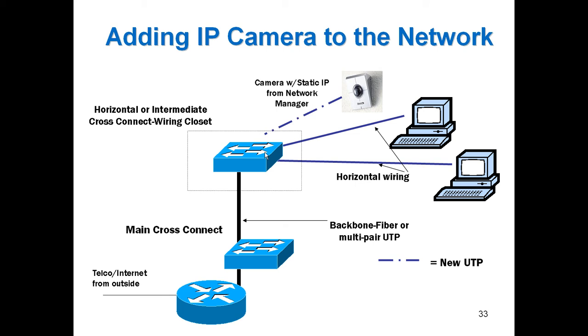We're going to put that information into the camera, and we're going to hang the camera on the wall, and we're going to pull new Cat 5e UTP cable. We're going to pull it in. We're going to plug it into an open port in the customer switch. No problem. And now authorized users who have the address and the port number and the username and password, they can call the camera up and look at the pictures.